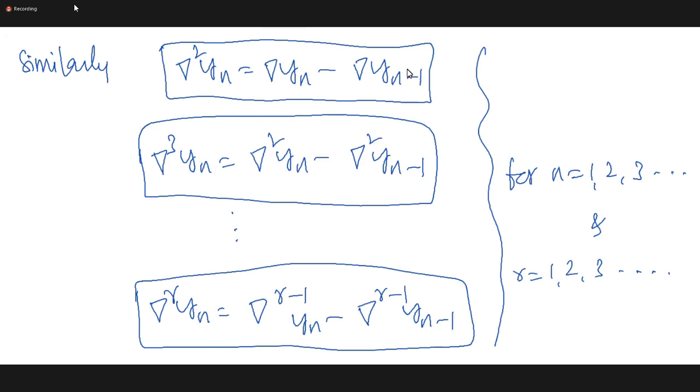Del power 0 order difference means it is 1. So what is del power 0 yn? Del power 0 yn is nothing but yn only. Is it clear?